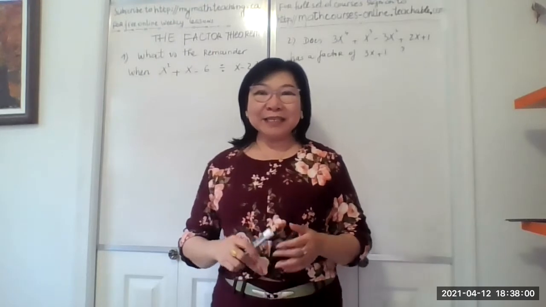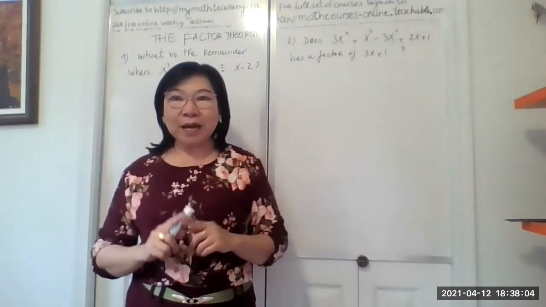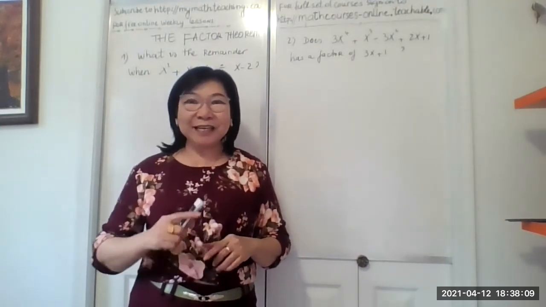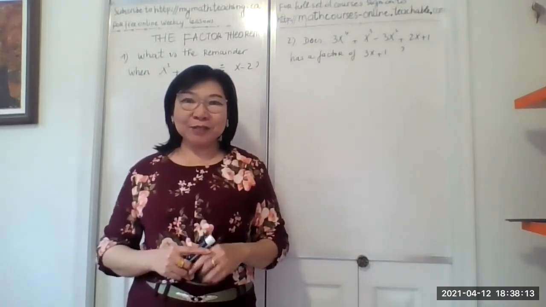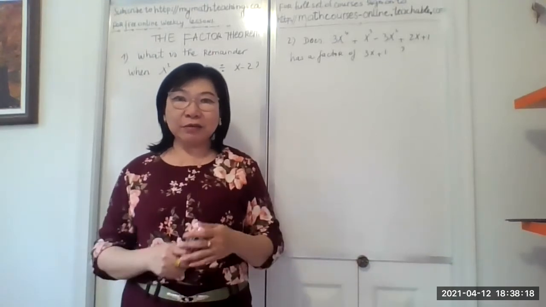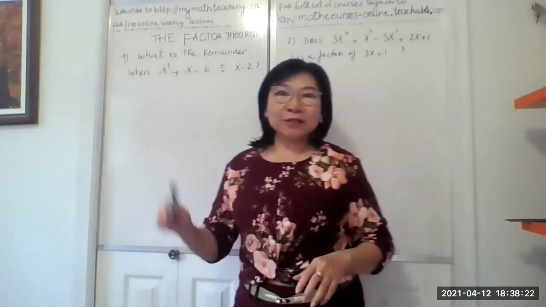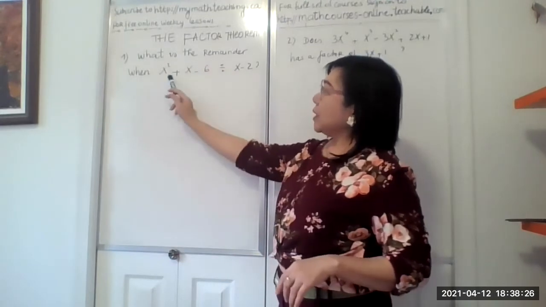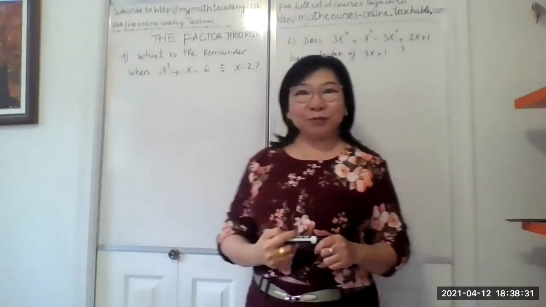So now let me get into the lesson. In the past, we have learned the remainder theorem in this unit. Now I'm talking about the factor theorem. So what is a factor theorem? What is the difference between the remainder theorem and the factor theorem? Let's recall this question. What is the remainder when x squared plus x minus 6 is divided by x minus 2?